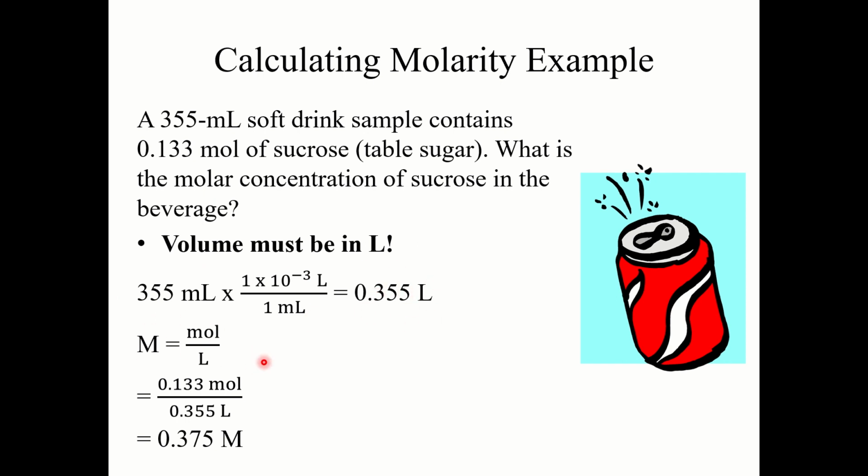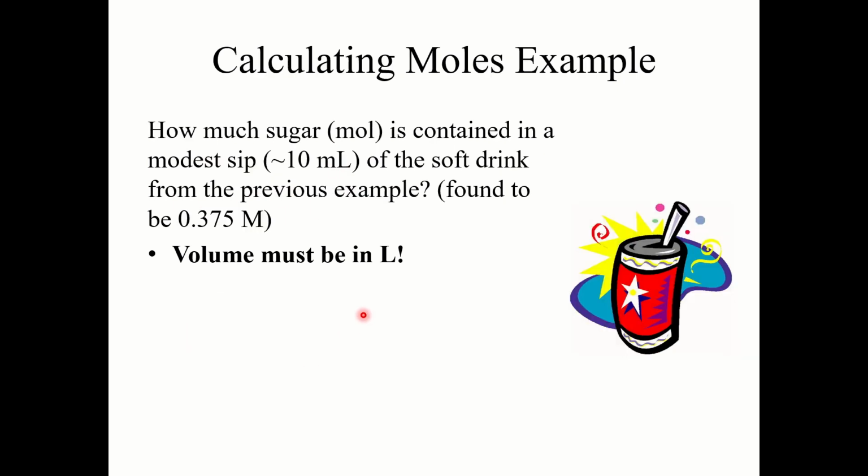Now we can use our molarity equation. We've got moles, we've got the volume or the liters of solution. So we just take moles, 0.133, divided by the volume in liters, divided by 0.355, and we get 0.375 molar. So this beverage has a molar concentration of sucrose of 0.375.